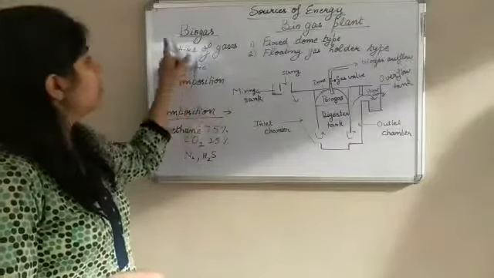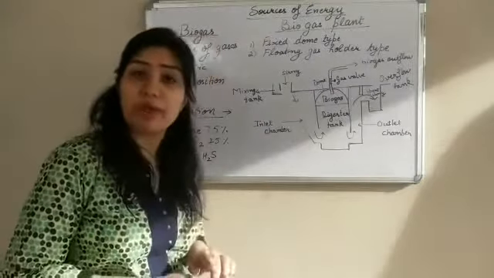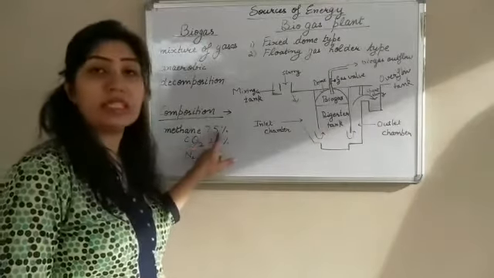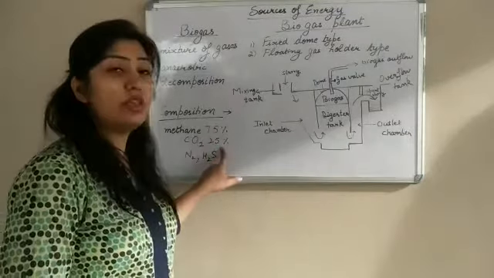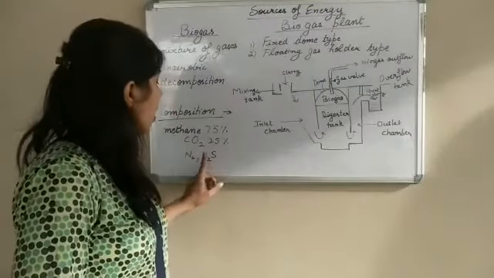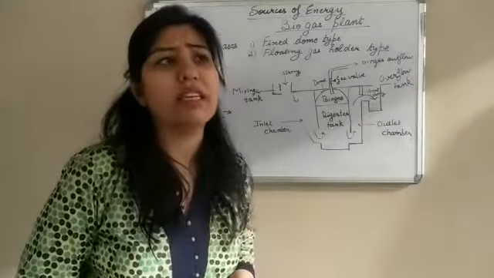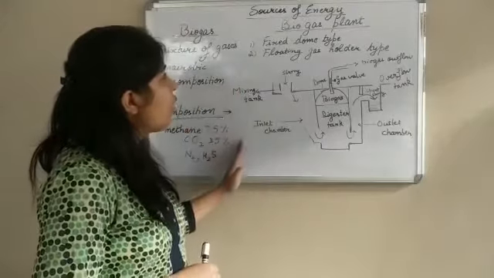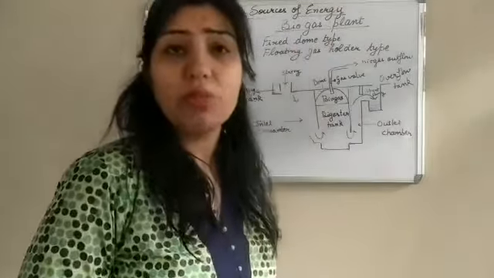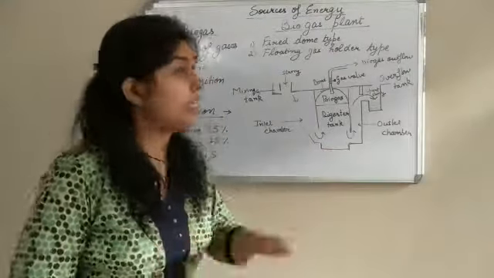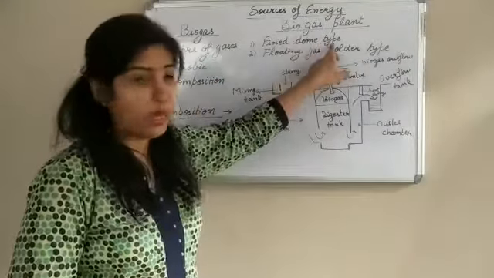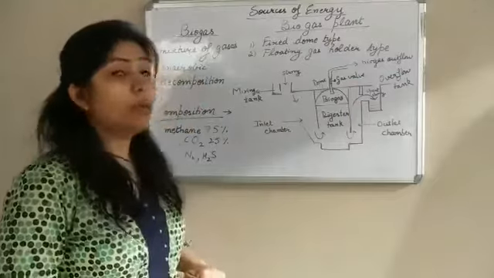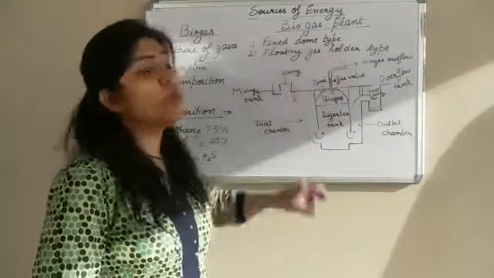Now, what is the composition of biogas? Biogas comprises several gases, but the major component of biogas is methane 75%, carbon dioxide 20%, and hydrogen sulfide, nitrogen, hydrogen and other gases are in a very little amount. Moving on to the biogas plant, it can be categorized under two major headings. One is the fixed dome type biogas plant. Second is the floating gas holder type biogas plant. But we will be dealing with the first one, that is the fixed dome type biogas plant.